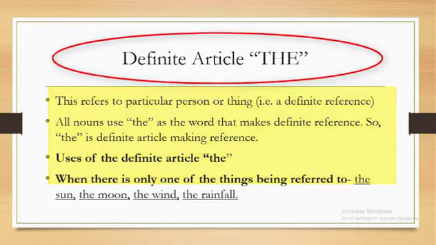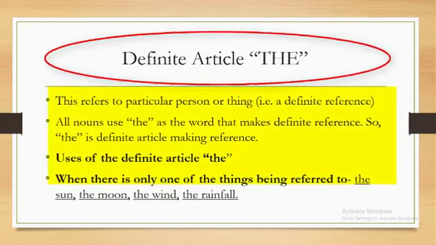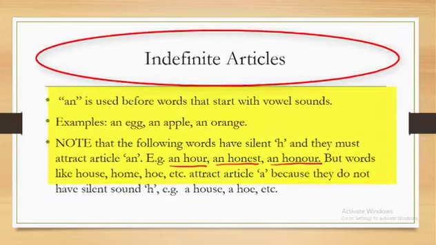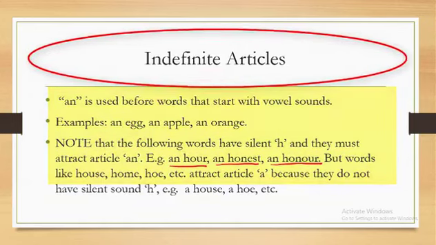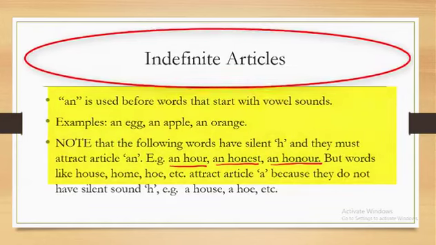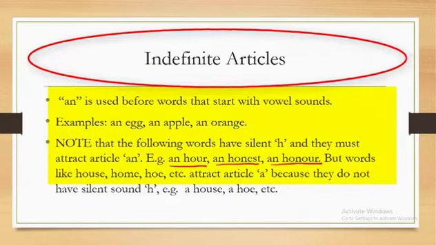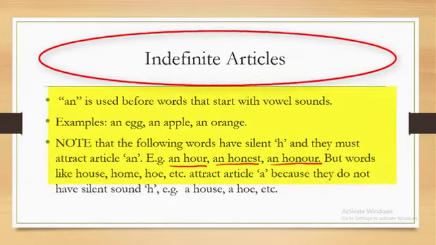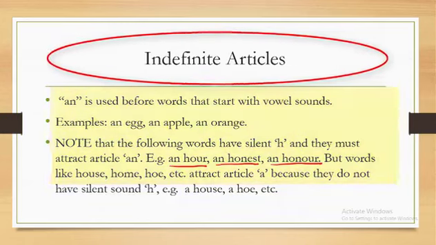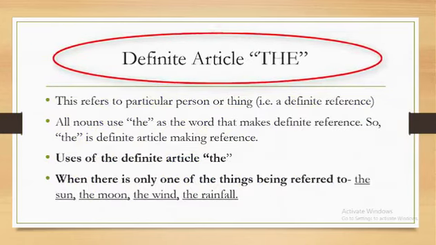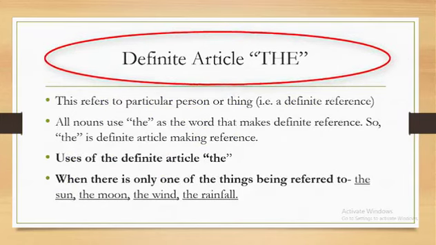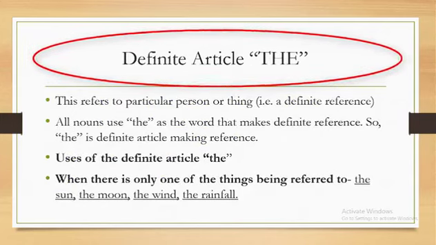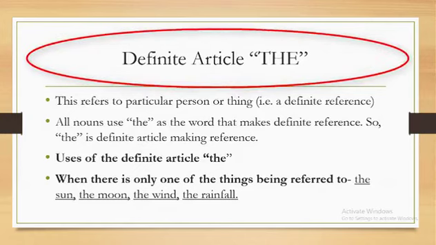Alright, then we have article the. It's used to specify. So with indefinite articles, we don't do specifics. A boy, which boy? A girl, which girl? An egg, which egg? An apple. So we are not definite, we are not specific. But with definite articles, we are referring to a particular person or thing. And we do that with article the.